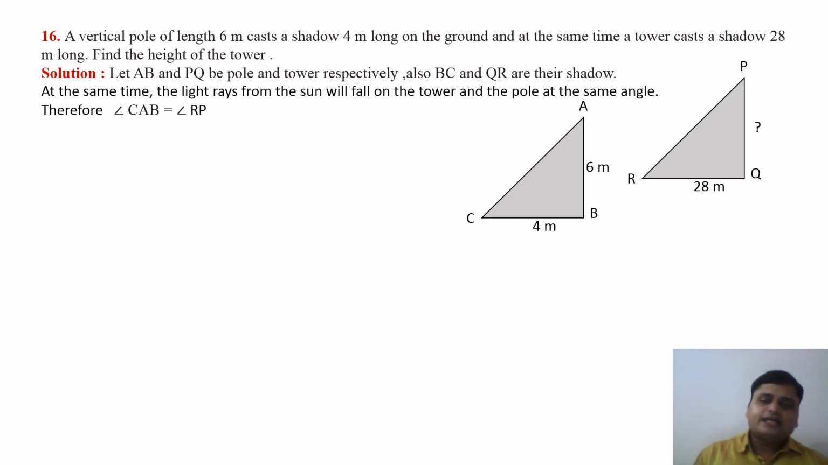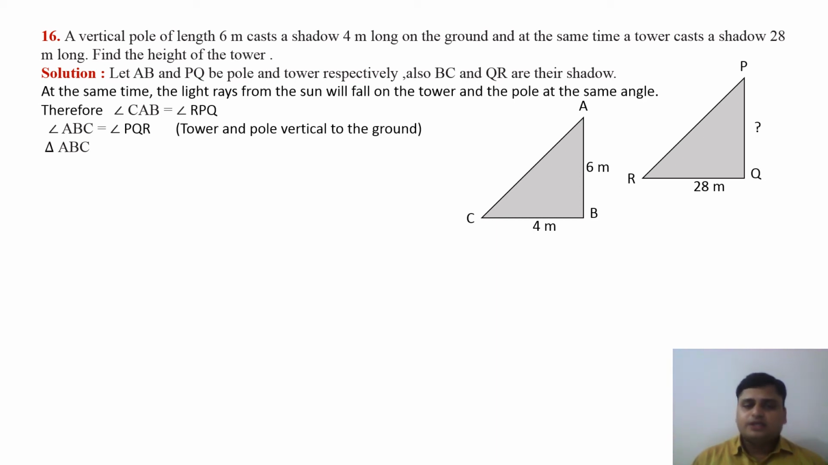That is, angle CAB is equal to angle RPQ, and angle ABC is equal to angle PQR, both 90 degrees, because tower and pole both are vertical to the ground. So these two triangles become similar. That is, triangle ABC is similar to triangle PQR by angle similarity. And if triangles become similar, then their corresponding side ratios are in proportion. That is, AB by PQ is equal to BC by QR by the definition of similarity.